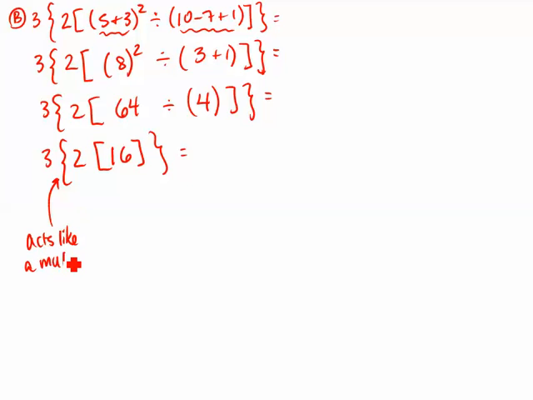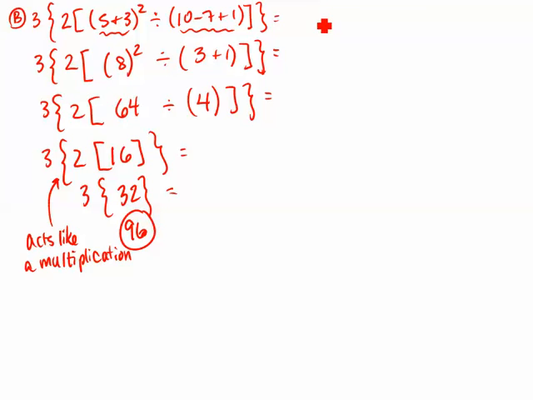Because just like in algebra, if you had 3a, it really means 3 times a. So I start with my inner bracket first, so that means 2 times 16. So my 3 curly bracket 2 times 16 is 32. Close my curly bracket, 3 times 32 is 96.